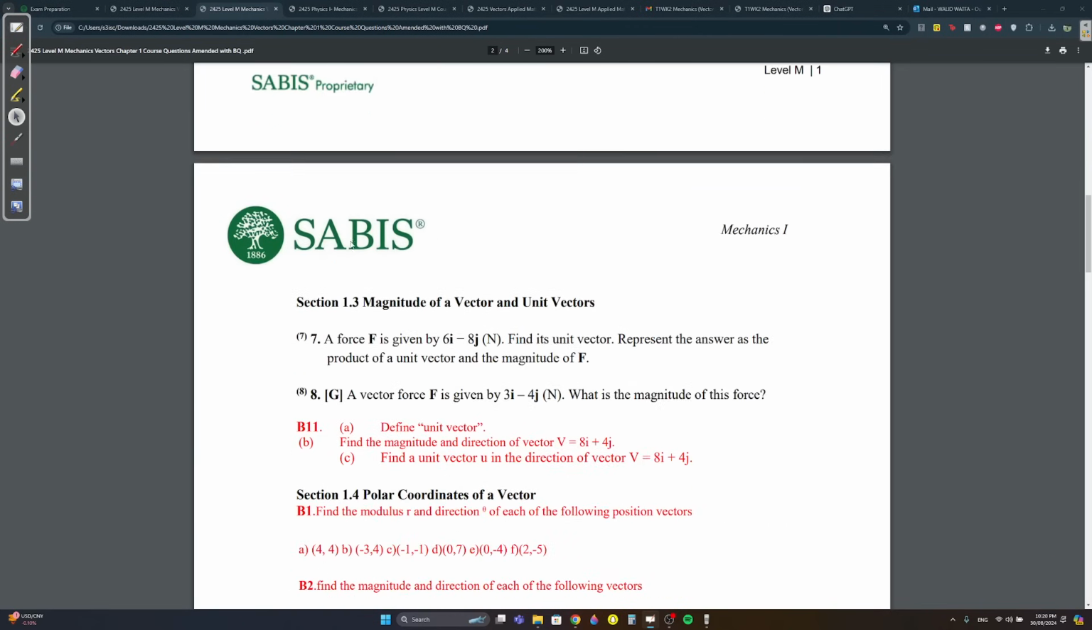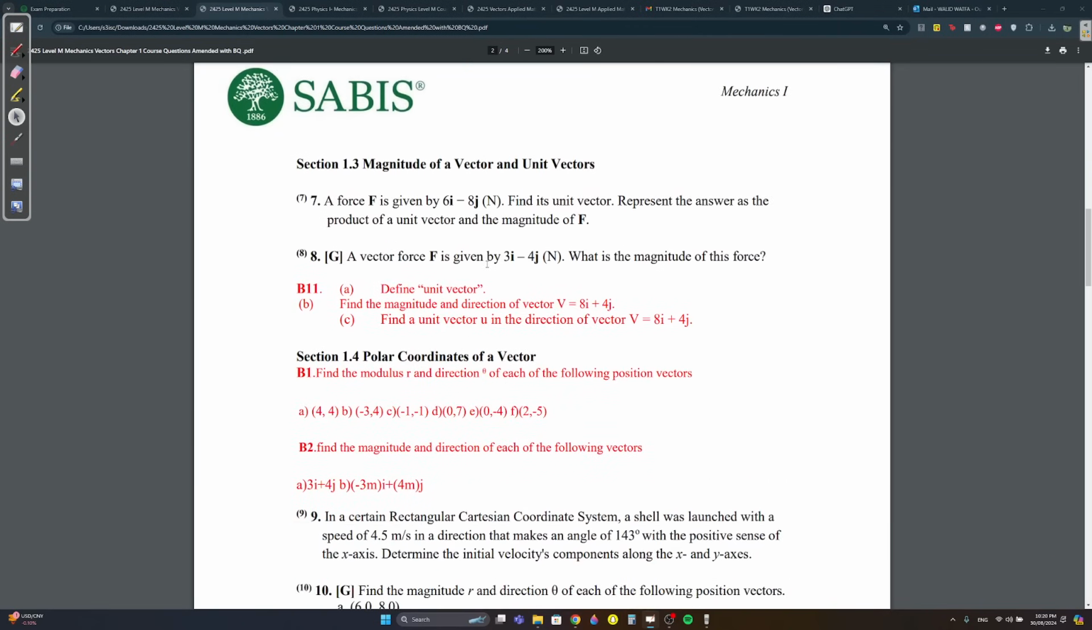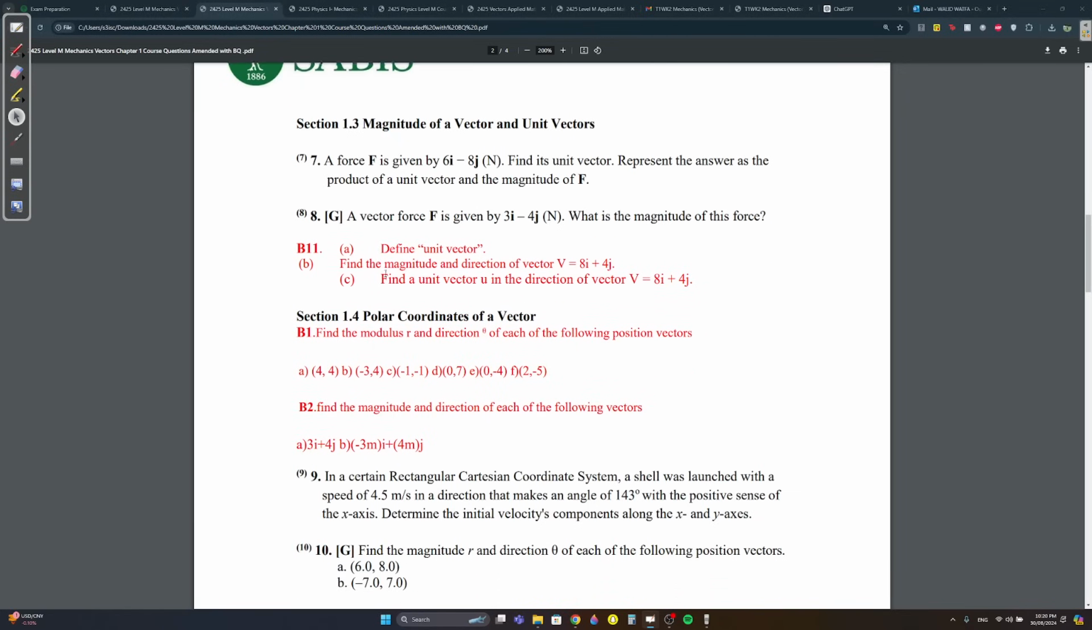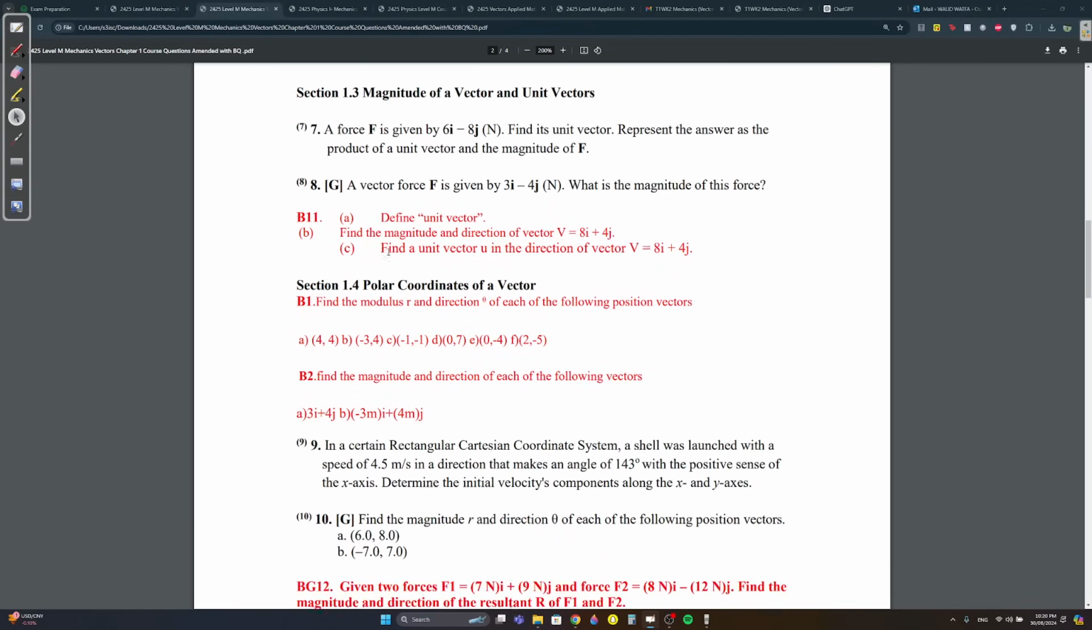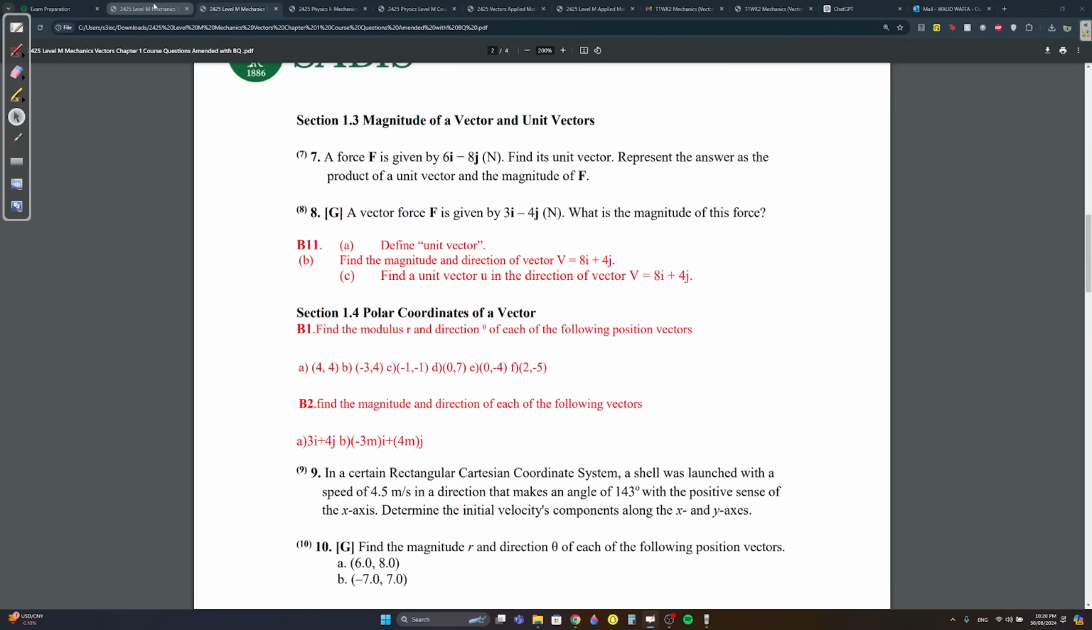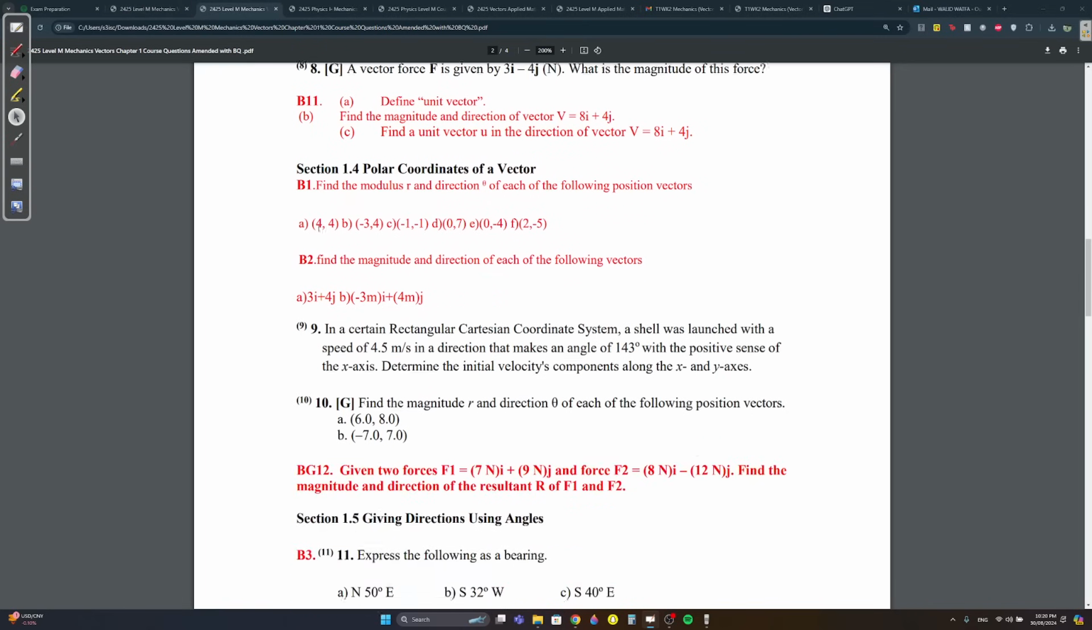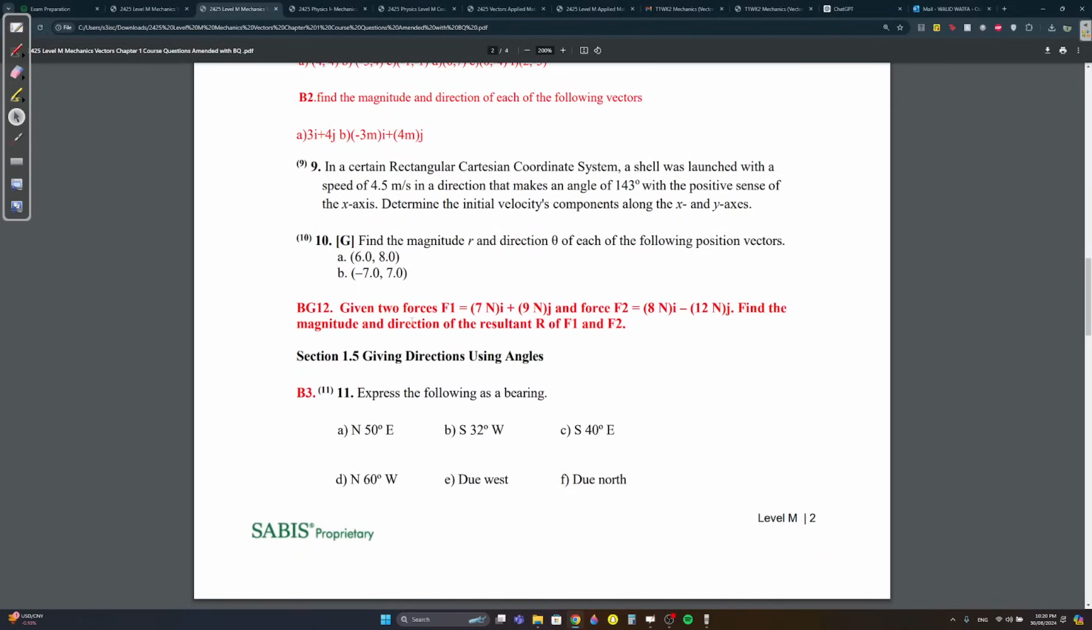Now, next. Question 8. A vector force F is given by 3i minus 4j. What is the magnitude of it? Of course, for magnitude you do radical 3 squared plus 4 squared, which is 5. Okay, I won't give you a solution. Very easy. Define unit vector. Okay, these basic questions, I'm going to let you go through the solution yourself. I will only solve the one BG because basic grid.